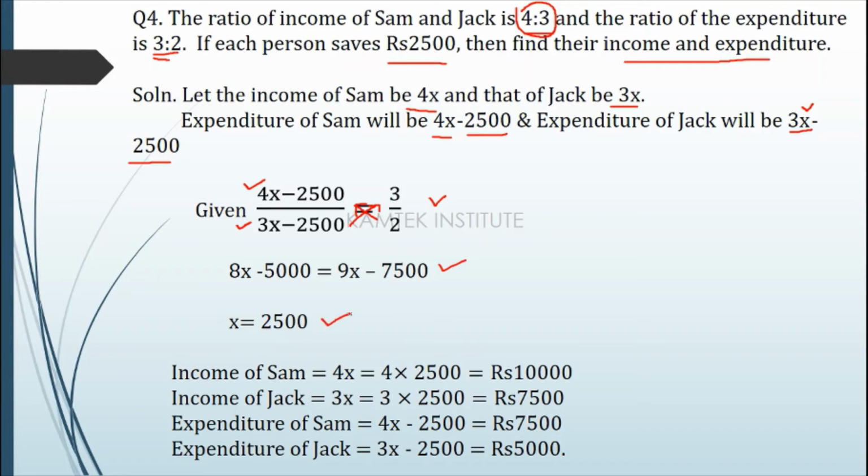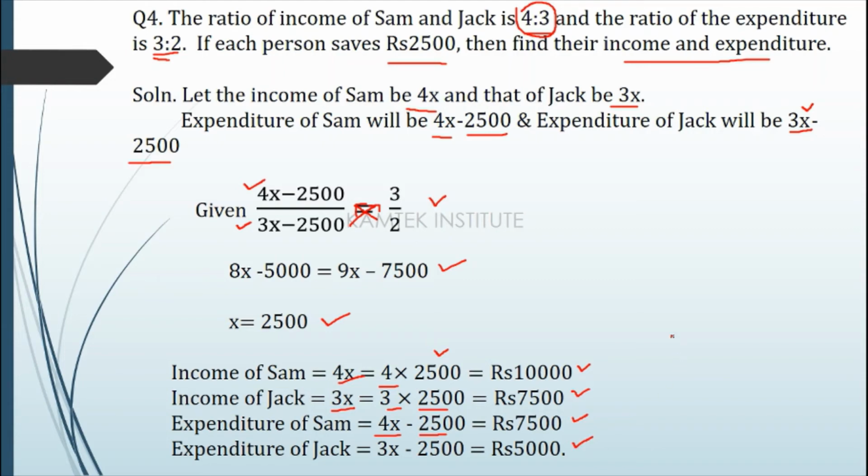Okay. Once we know the value of x, we can easily calculate the income of Sam as well as the expenditures also. So income of Sam is 4x, that is 4 into putting the value of x as 2500, it is 10,000. Similarly, income of Jack is 3x, that is 3 into 2500, it is 7,500. Now expenditure of Sam will be income minus the savings, and the income is 4x or 10,000 minus 2500, that is 7,500. Similarly, expenditure of Jack will be income, that is 3x, minus 2500, that is 7,500 minus 2500, which is equal to 5,000. So this is the answer we were looking for.